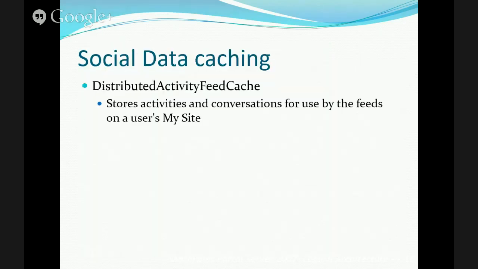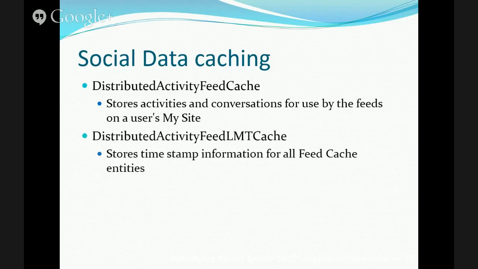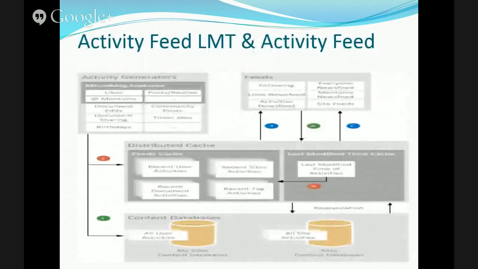Social data is also cached. So we talked about the activity feed. Before we talk about a lot of things in terms of the feed LMT cache, let's look at this diagram, which is self-explanatory. You have a lot of activities getting generated in social data, like for example the microblog features. You have posts, replies, mentions, documents, etc. And then you have feeds that get generated.